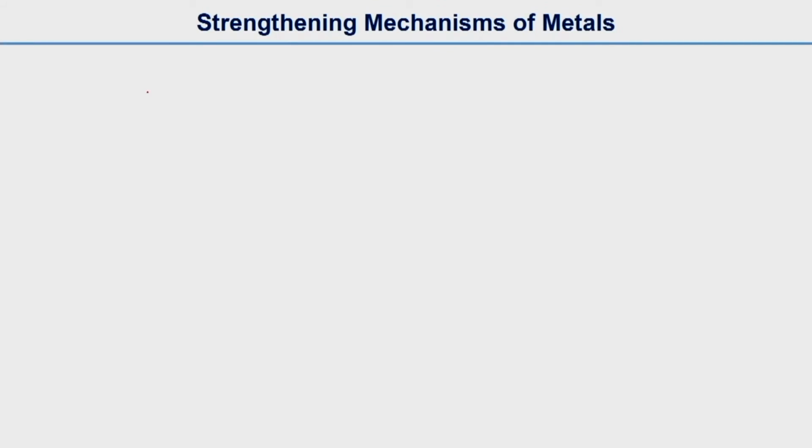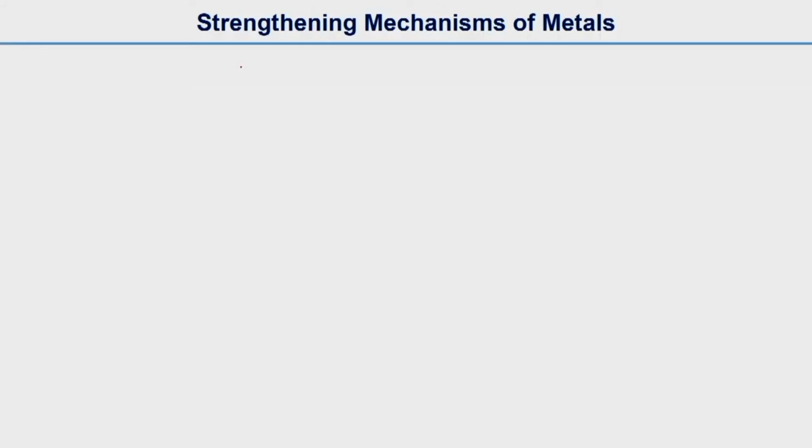So now we will talk about the strengthening mechanisms of metals. For our applications, we want to strengthen our metal if it is not sufficiently strong. Strengthening means we want to restrict the plastic deformation so that we can exert a higher load. In an earlier slide we found that dislocations, which are one type of crystal defect, weaken the crystalline or metallic material.